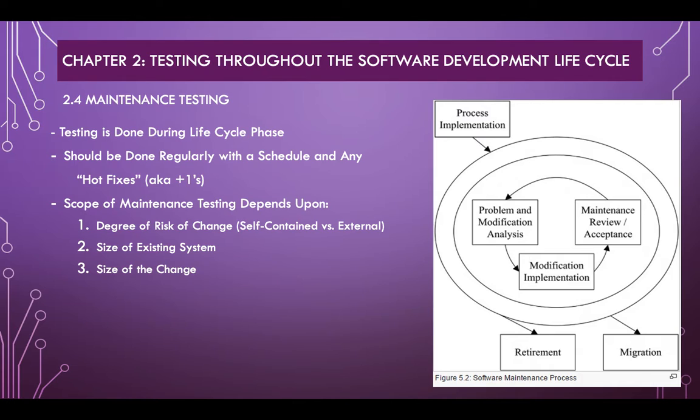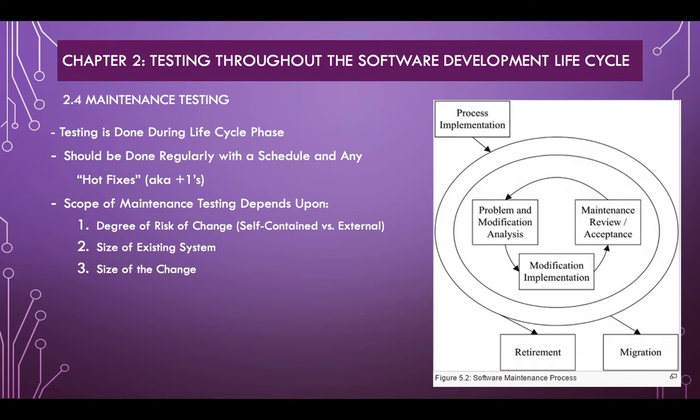Anytime you have to apply a patch for something, like the example I gave earlier with the two drivers, they decided that it was an acceptable risk, so they put the bug into the system knowingly, and then they decided later on they will have a patch for it. That patch will be a +1. And then the scope of maintenance testing depends upon the degree of risk of change, self-contained versus external, the size of the existing system, and the size of the change.